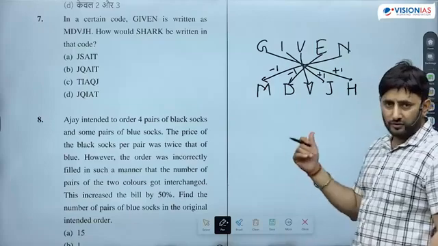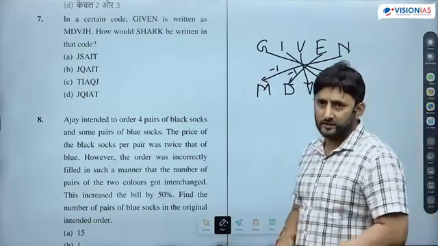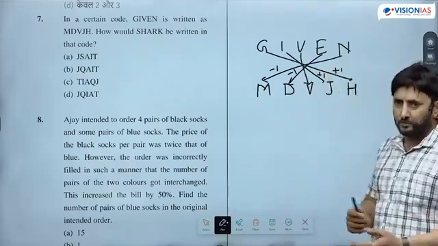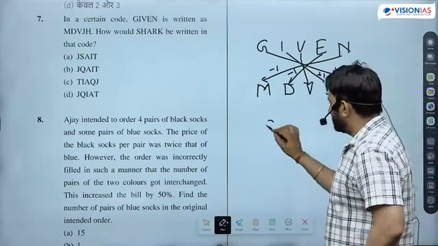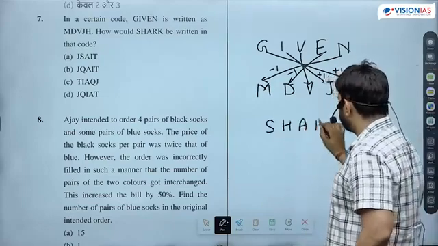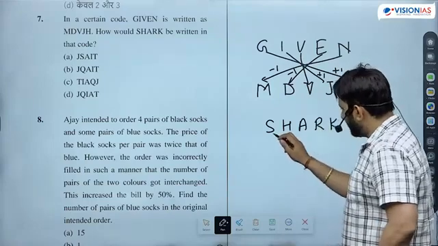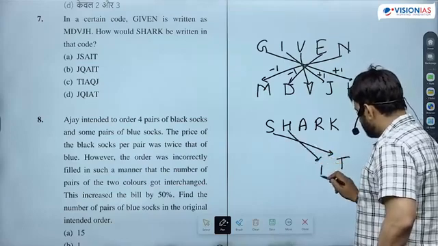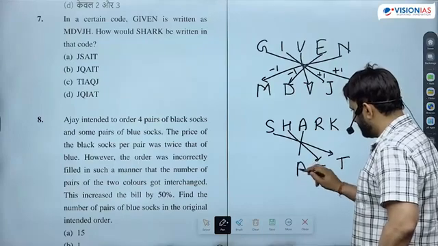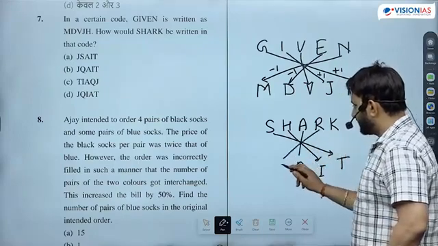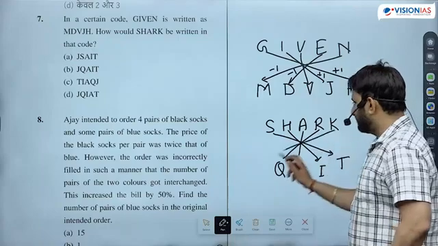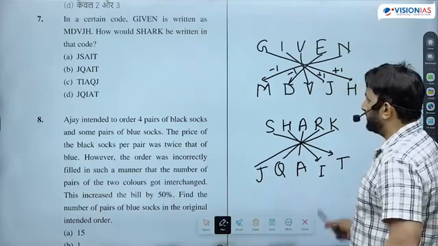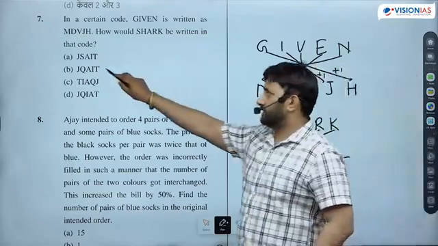So these are written in the reverse order, and the first two letters are replaced with the next letter, and the middle letter remains as it is. The last two letters are substituted by the previous letters. We have to find the value of SHARK. S will become T. H will become I. A will remain as it is. R will be replaced by the previous letter, that is Q. K will be replaced with the previous letter, that is J. So it will be JQAIT. Answer is B.